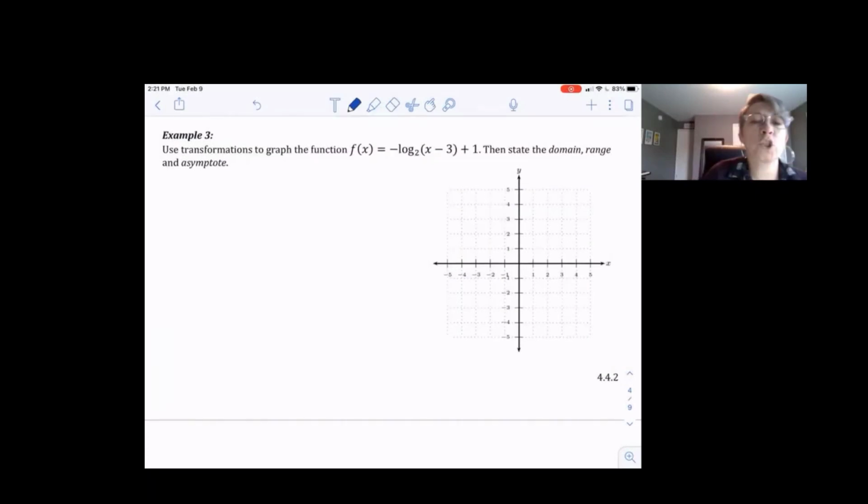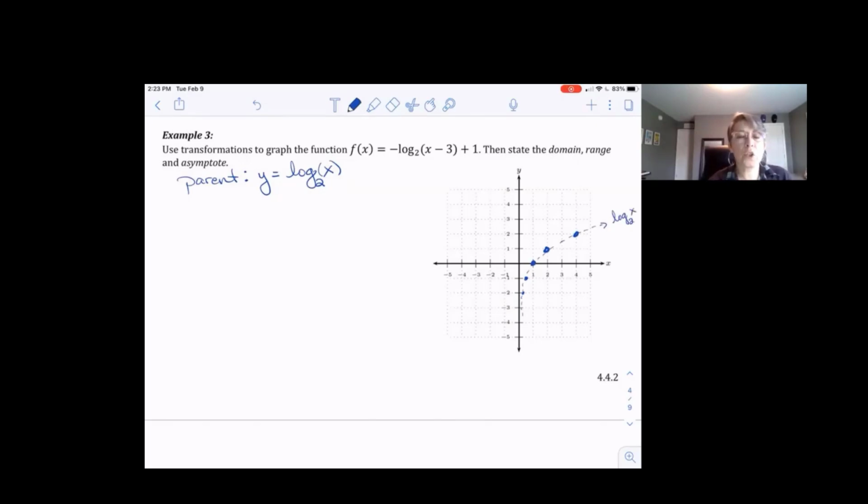You want to use transformations to graph this function, negative log base 2 of (x minus 3) plus 1. You want to state the domain, the range, and the asymptote. Our parent function here would be y equals log base 2 of x. And we've actually graphed this function where we had x is 1, y is 0. If x is 2, y is 1. Then x was 4, y was 2. 1/2 was negative 1, 1/4 negative 2. And so here's our original function, log base 2 of x.